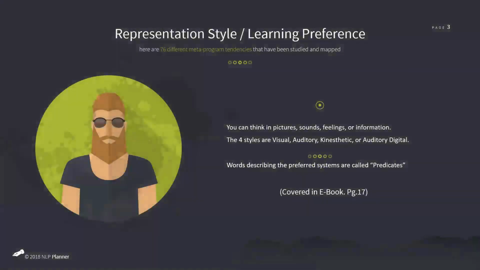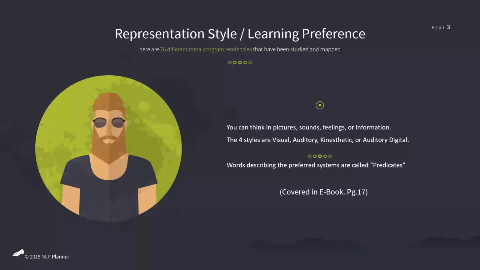So, before we move into the usage of words, we need to understand that there are certain representation styles or learning preferences for each of us. Every person that you communicate with has a preferred style of learning. And there are around 76 different meta program tendencies that have been documented, thoroughly studied, and mapped within this knowledge base.